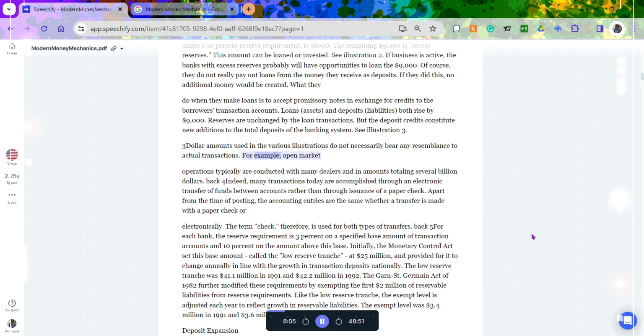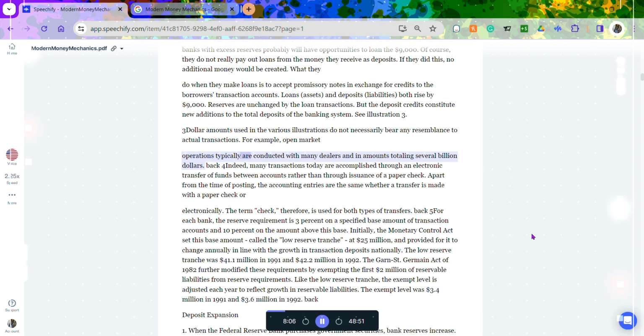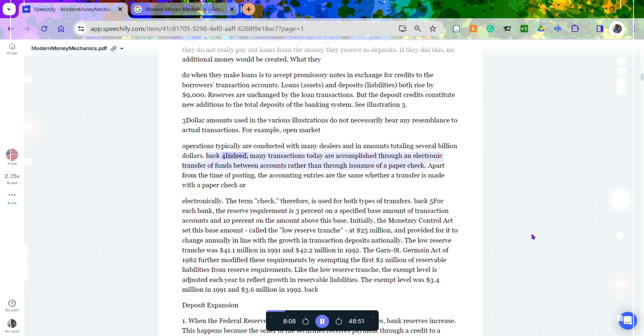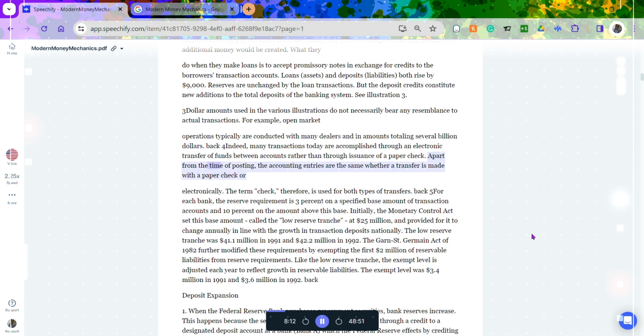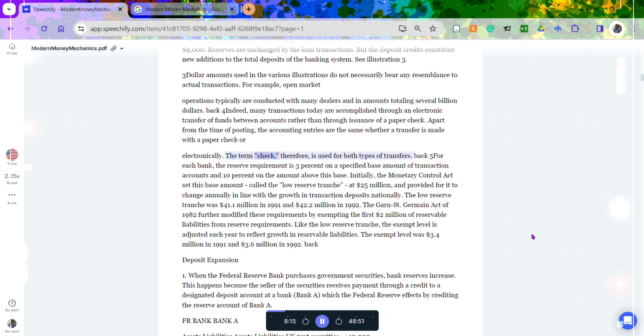The dollar amounts used in the various illustrations do not necessarily bear any resemblance to actual transactions. For example, open market operations typically are conducted with many dealers and in amounts totaling several billion dollars. Indeed, many transactions today are accomplished through an electronic transfer of funds between accounts rather than through issuance of a paper check. Apart from the time of posting, the accounting entries are the same whether a transfer is made with a paper check or electronically. The term check, therefore, is used for both types of transfers.